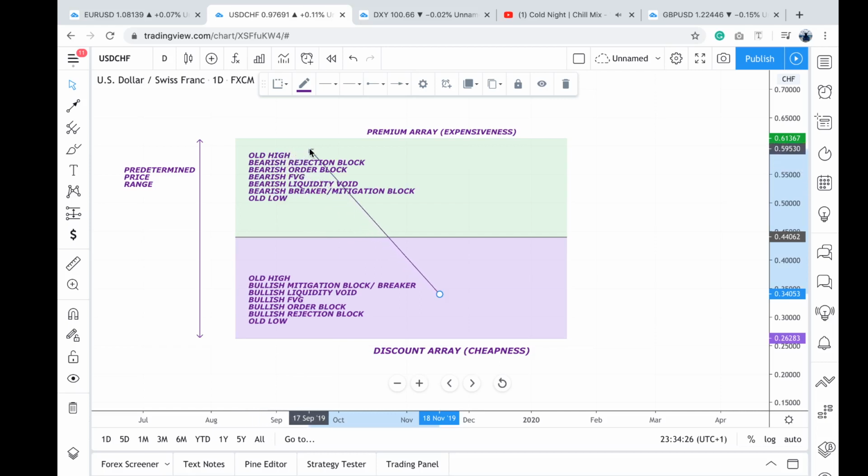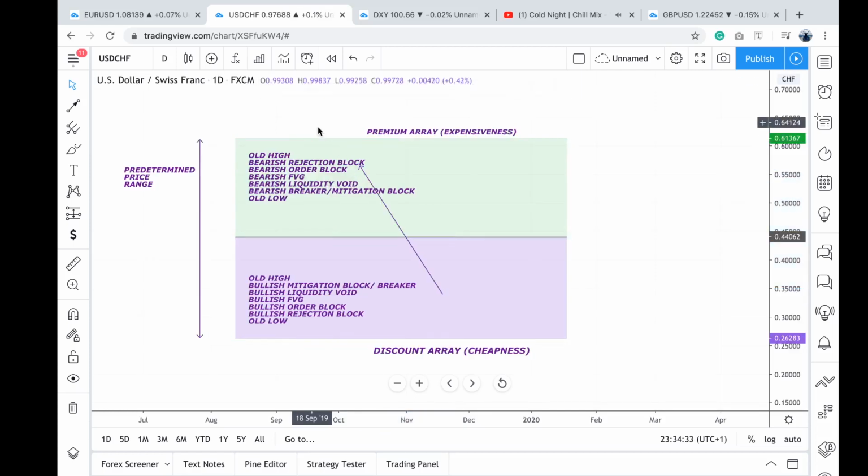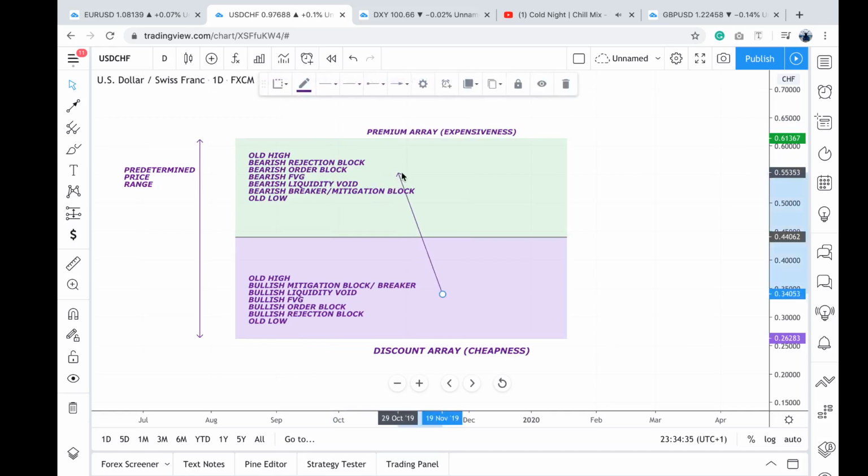Also, if you refer back to institutional swing points, I told you the best moves in the marketplace, where you can get the most minimal drawdown for the biggest moves, are often around old highs and old lows. These are the extremes of the price range. So on the extremes of the price range, you've got old highs on the premium side and old lows on the discount side.